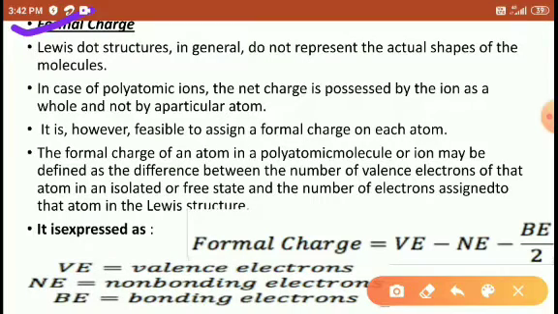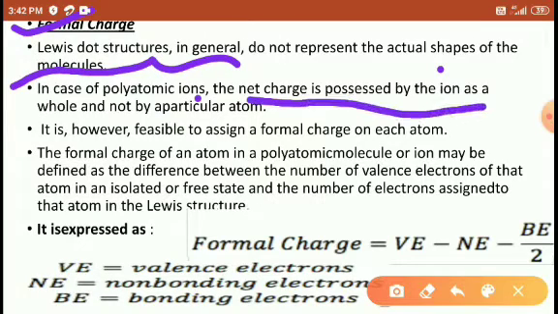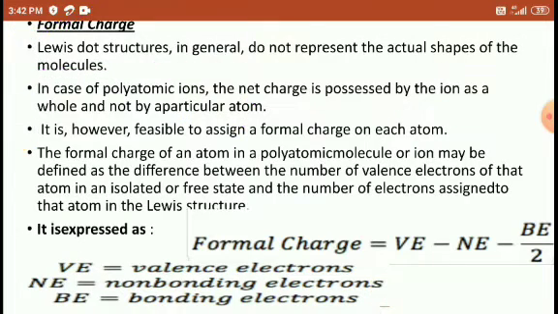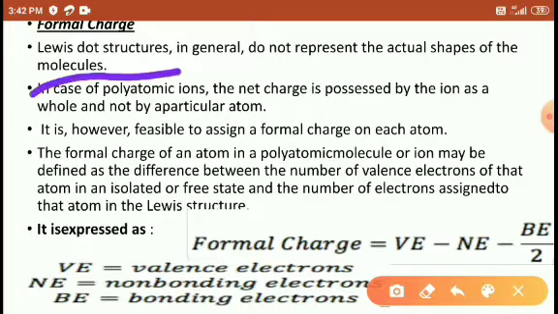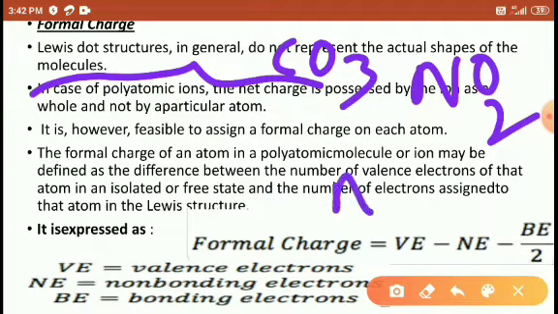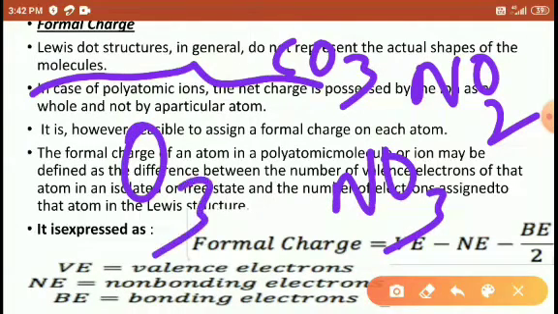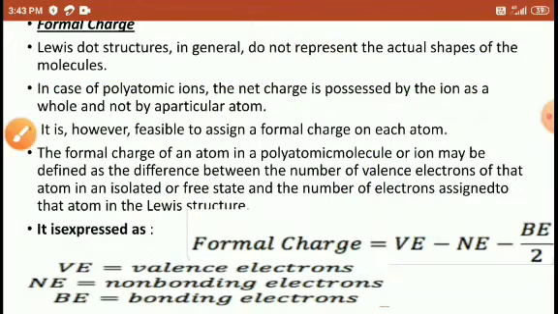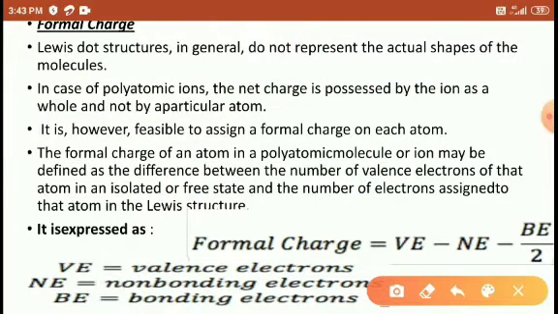Lewis dot structures do not represent the actual shape of the molecules, right? And in the case of polyatomic ions, the net charge possessed by the ion as a whole is not particularly explained by the Lewis dot structure. Polyatomic ions, students, means CO3, NO2, NO3, O3. These are the polyatomic ions. So what type of charge will they develop? That is not explained by the Lewis dot structure, right?